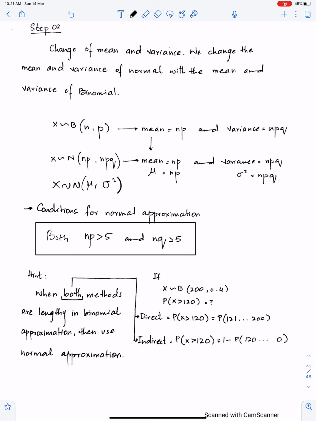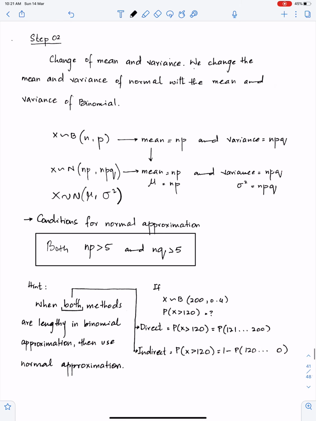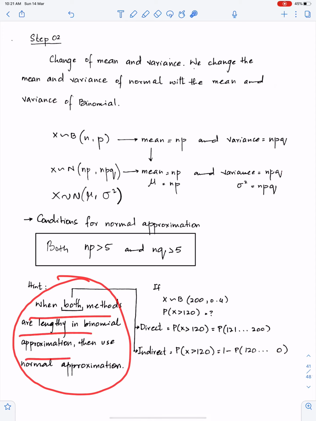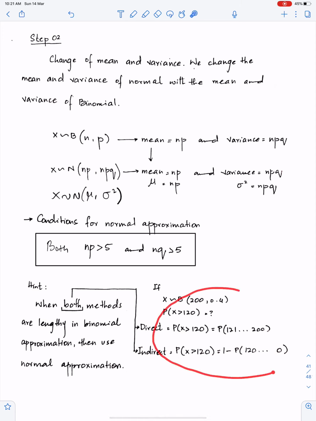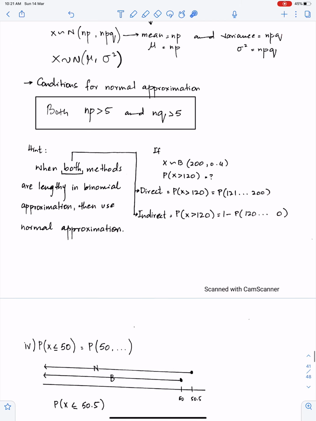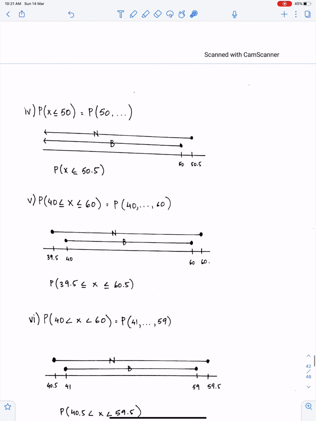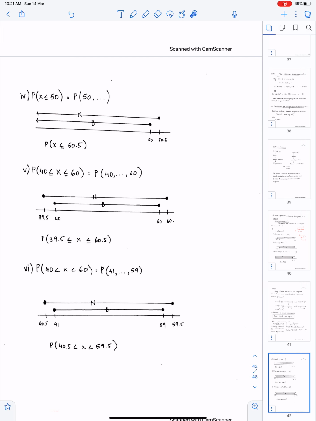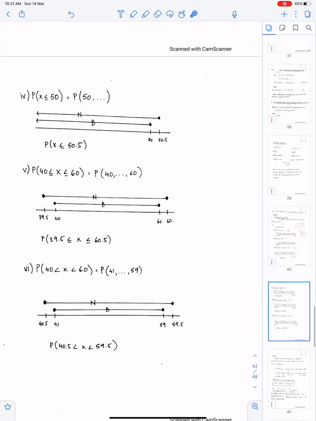So after completing these two steps, you can easily do normal approximation. And this is the hint, we already have discussed this: if both methods are lengthy, then we use normal approximation. And how to use normal approximation, I already have told you here. Now this is the question. Now let me correct just one page. This page is wrongly here. It should be here.